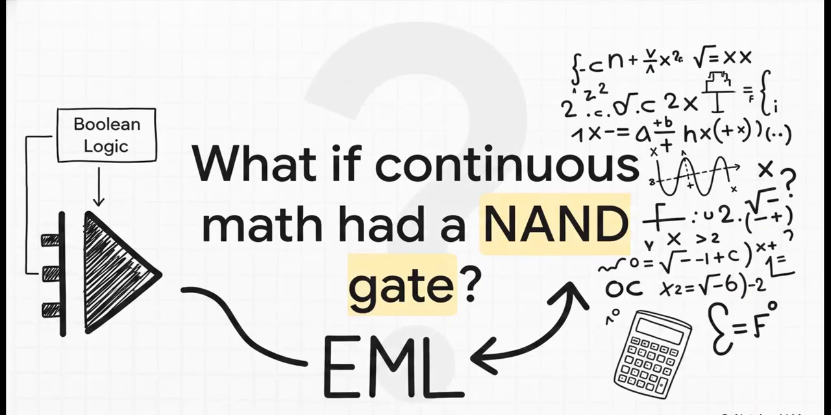Think about the problem we face in computer science today. Digital logic is incredibly elegant, mainly because it's built entirely on the NAND gate. You can construct literally any Boolean circuit from that one simple primitive. But continuous math, that is a completely different story.